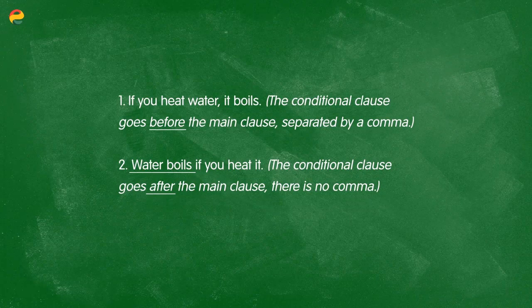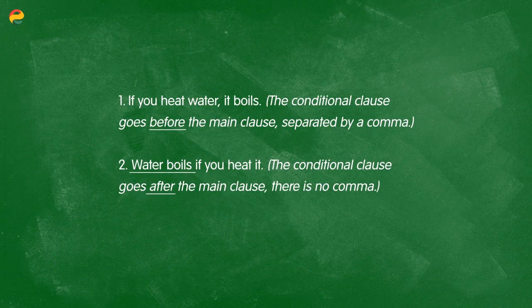The first example, if you heat water, it boils. Or, water boils if you heat it. It, or water here, it boils is what we call the main clause. And as such, it can go in different places in the sentence. But there are a couple rules that we need to remember if we're talking about main clauses.